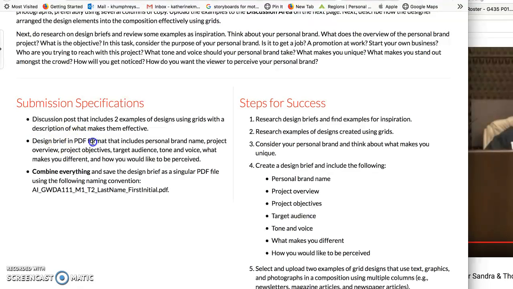A design brief that includes a personal brand name, project overview, project objectives, target audience, tone, and voice. What makes you different and how would you like to be perceived?